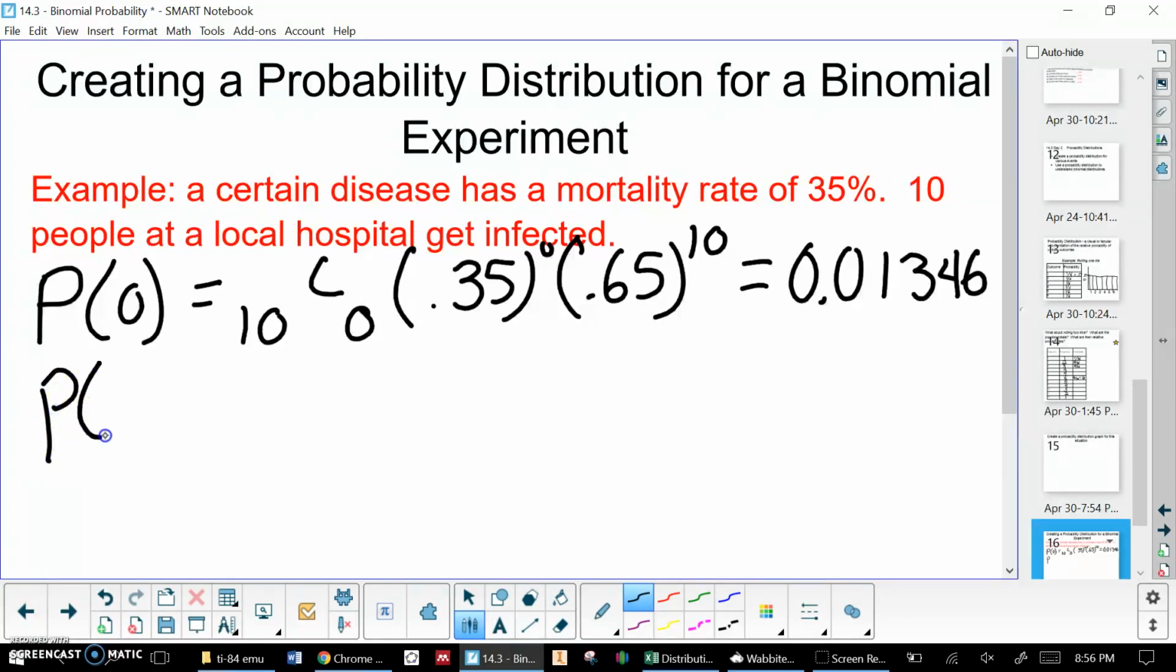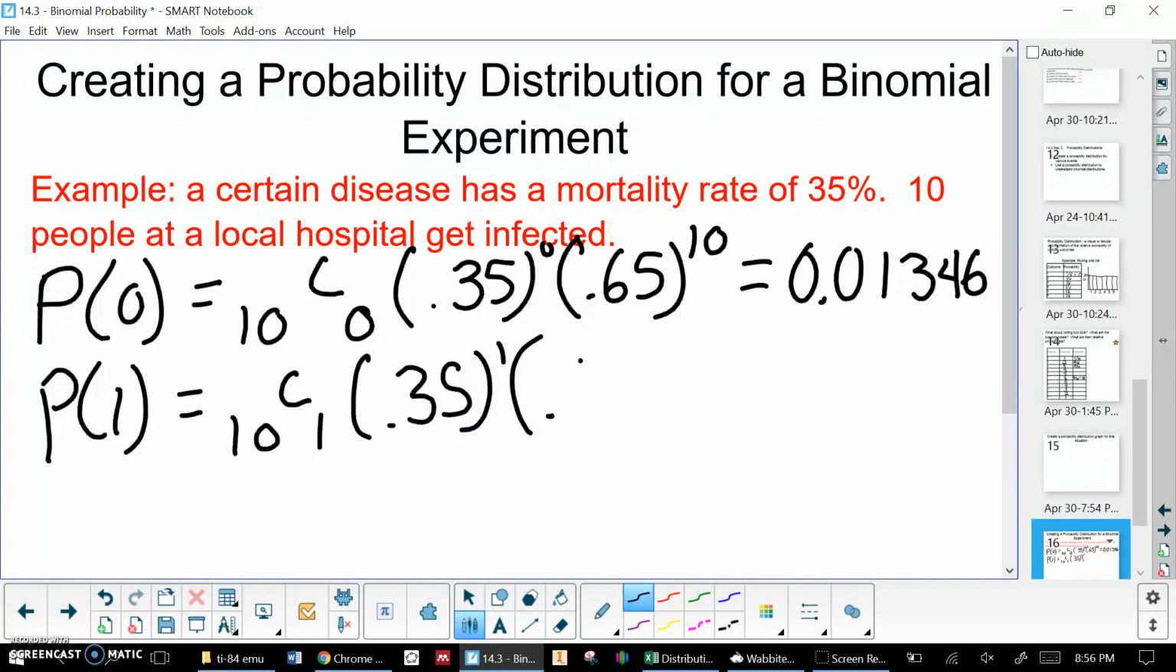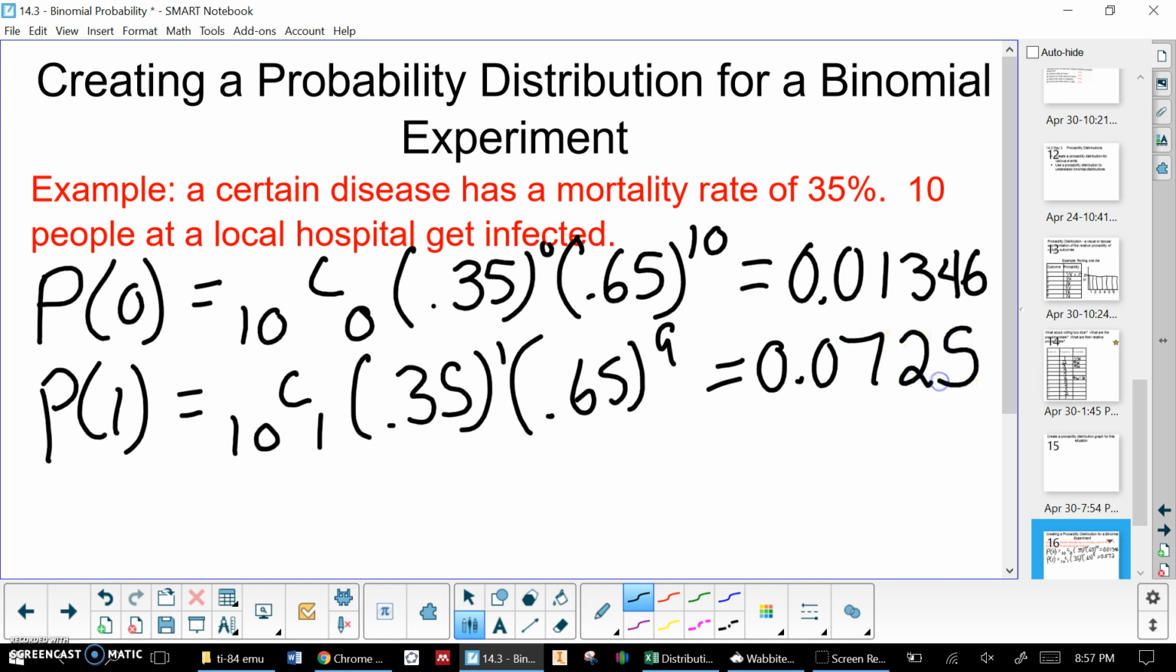We're going to find the probability that 1 person dies. And to do that, we're just going to do 10 choose 1. There's 10 different ways that could happen. Each of the 10 people could die. We have our 35% chance that 1 person dies, and then our 65% chance that the rest of the 9 people live. And again, you can use your calculator there. If you really want to know how to do this, you're looking up the binomial PDF on your calculator. It's pretty straightforward to use. And that's telling me that we've got a 0.0725. So 7.25% chance that 1 person dies from this.